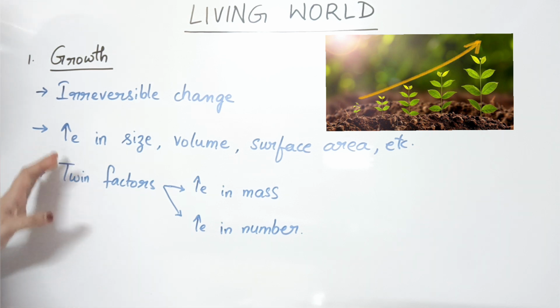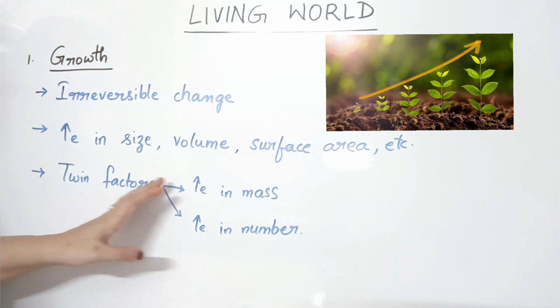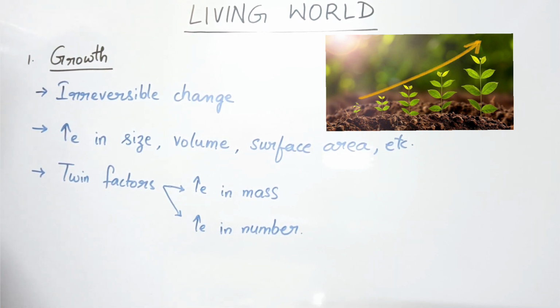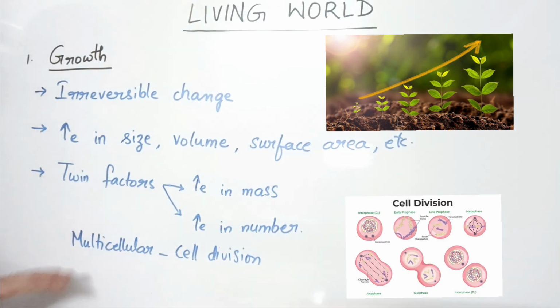Right. Now there are two major twin components, or factors, that give the definition for growth: increase in mass and increase in number. Multicellular organisms grow by cell division, which involves n number of cells. Unicellular organisms also grow by cell division, but the involvement is only one cell, which is easily observable under a microscope, right?